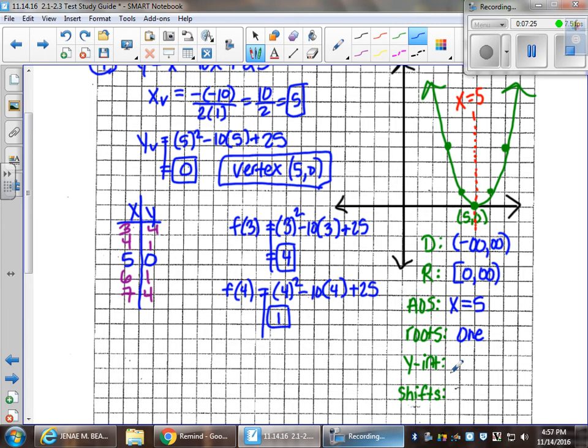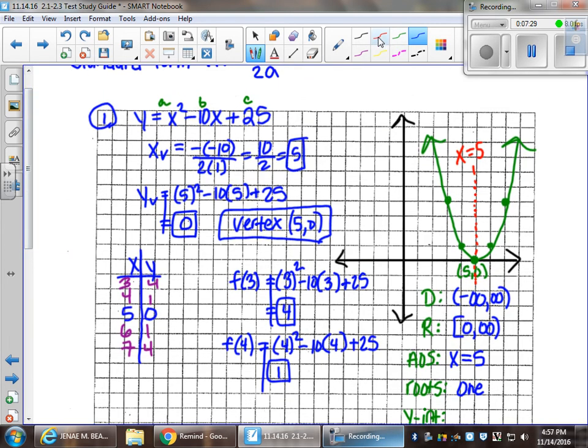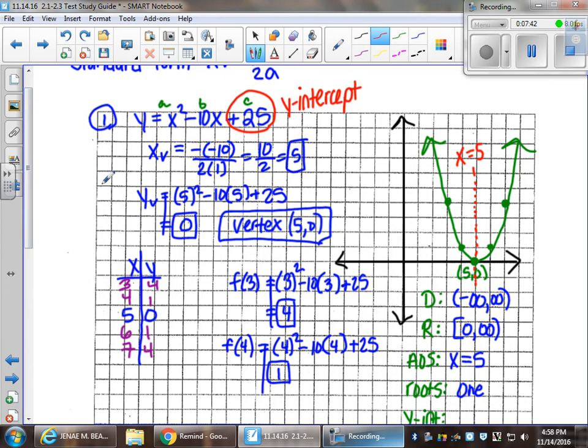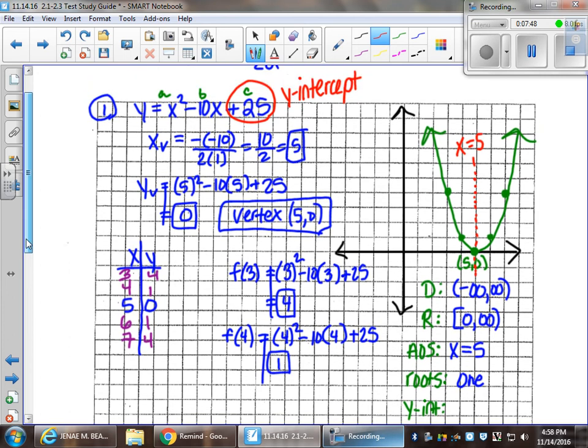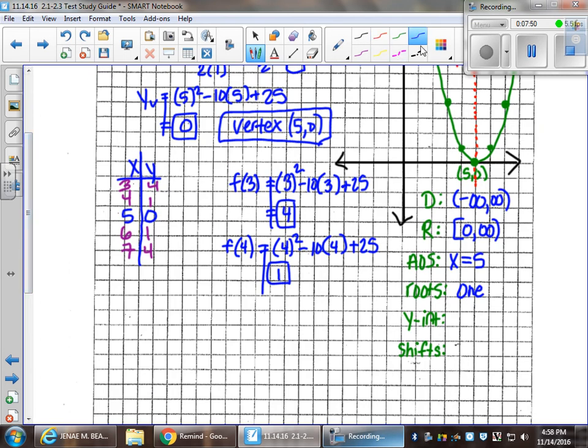In my y-intercept, I can pull right from my c value. Remember, when we have standard form, c is the y-intercept. Any other form, and I would actually have to calculate f of 0. I'd have to plug in 0. But when I have standard form, I get it right from the c value.